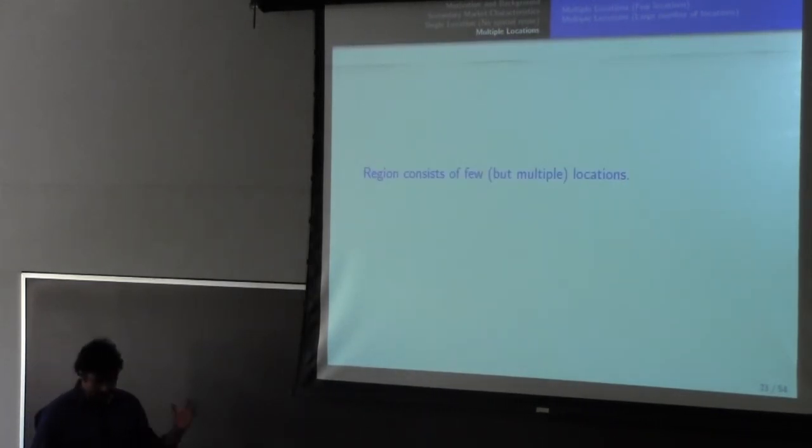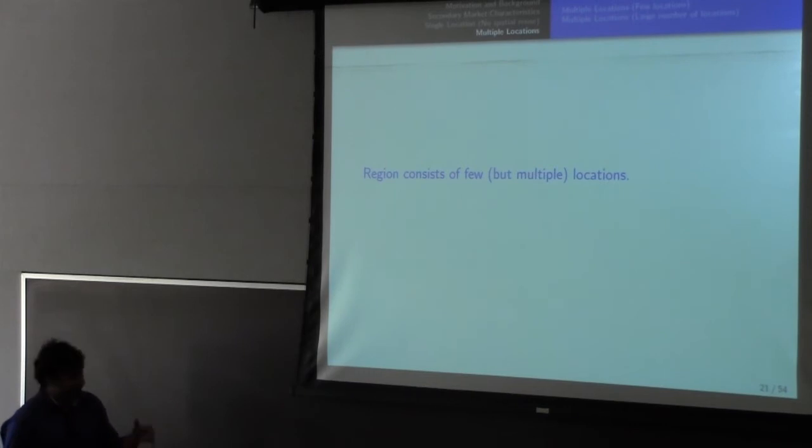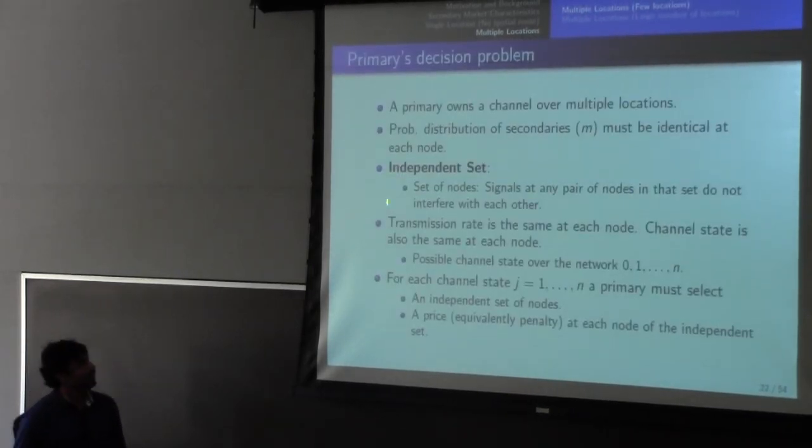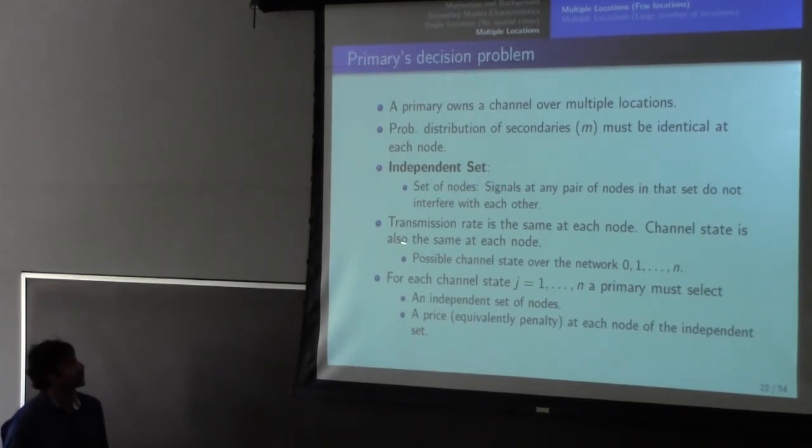Okay, so first is the region that consists of few but multiple locations. A primary owns a channel over multiple locations, so we make the assumption that the secondaries need not be the same at each node, but the probability distribution of secondaries must be identical at each node.